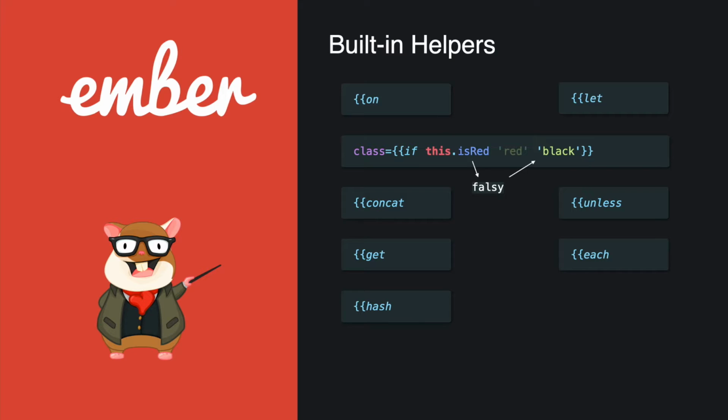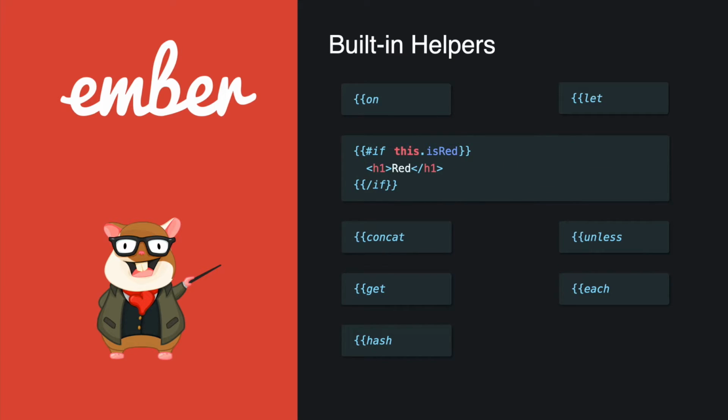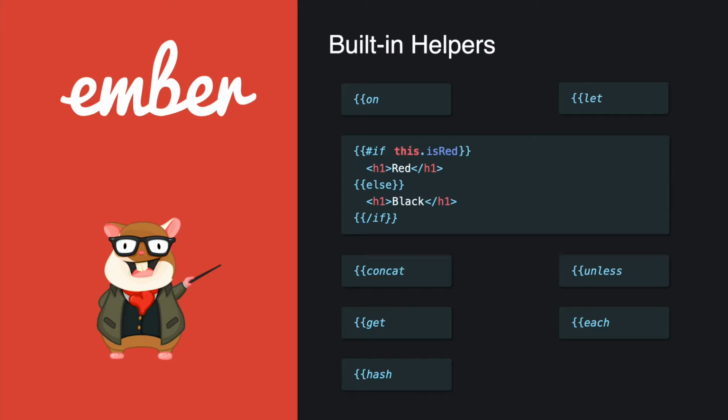Instead of using if inline, you can also use if as a block. Similar to the let helper, you need an open tag and then a close tag, and wrap your result inside this block scope. And then we have an else combined with the if. So if it's red, we're going to render red. Else, we're going to render black. Guess what? We have else if as well. So if it's red, it's red, else if it's blue, it's blue.